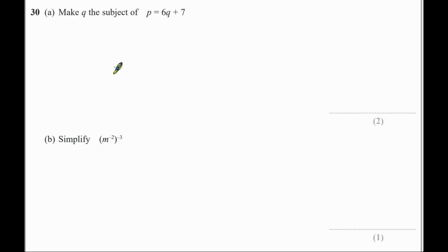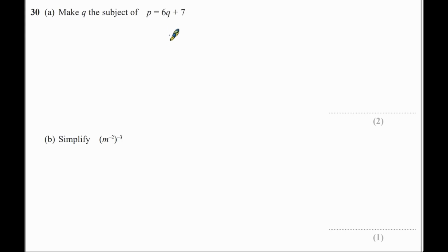And finally, question 30. We have 2 parts. First of all, we are making q the subject of p equals 6q plus 7. Now, there are a couple of different ways of explaining this. The way I like to do it is by moving terms around within the equation. Now, to do that, we have to change their polarity. I'll explain what I mean.